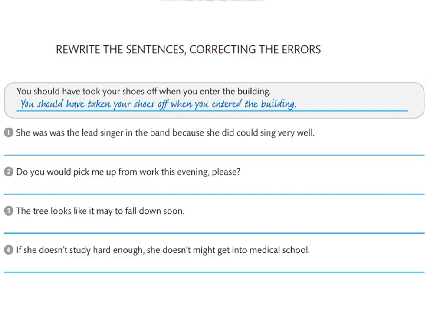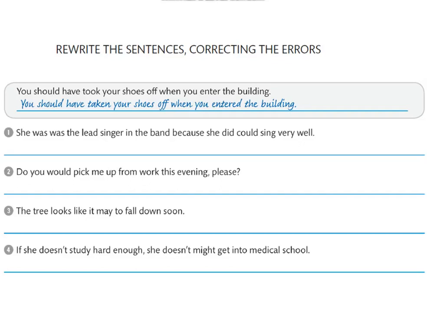Number 2. Would you pick me up from work this evening, please? Number 3. The tree looks like it may fall down soon.